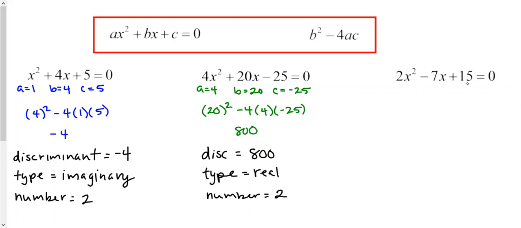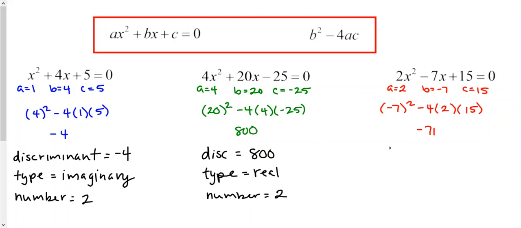And finally, my last example. I'm in standard form, so if I label it, I get a equals 2, b equals -7, c equals 15. Plugging into my formula, negative 7 squared minus 4 times a times c. Plug that into your calculator, and sorry, my calculator is being a little slow right now, but that gives us negative 71.